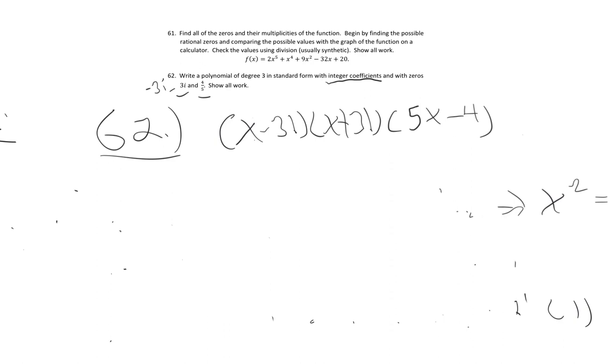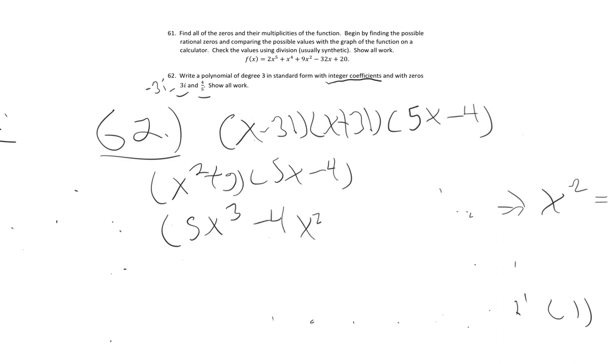And now to get it in standard form, we just need to distribute. So I'm going to start with the imaginary terms. x minus 3i and x plus 3i becomes x squared plus 9, times 5x minus 4, which becomes 5x cubed minus 4x squared plus 45x minus 36. And that's our answer.